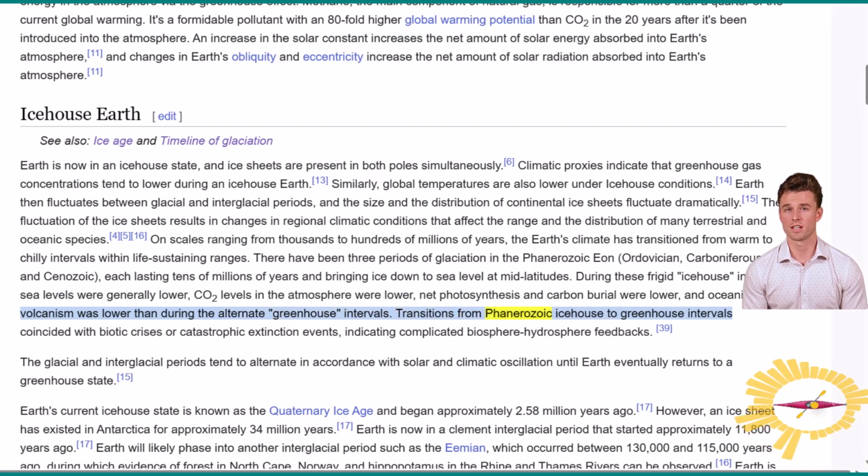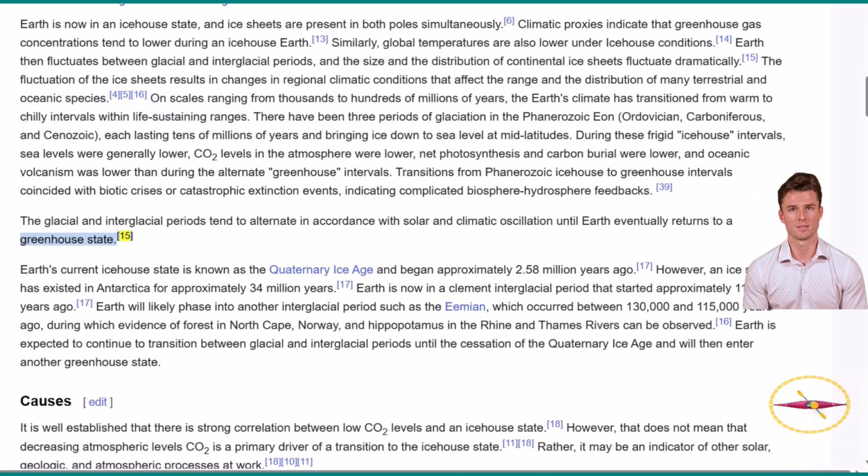Transitions from Phanerozoic icehouse to greenhouse intervals coincided with biotic crises or catastrophic extinction events, indicating complicated biosphere-hydrosphere feedbacks. The glacial and interglacial periods tend to alternate in accordance with solar and climatic oscillation until Earth eventually returns to a greenhouse state. Earth's current icehouse state is known as the Quaternary Ice Age and began approximately 2.58 million years ago.